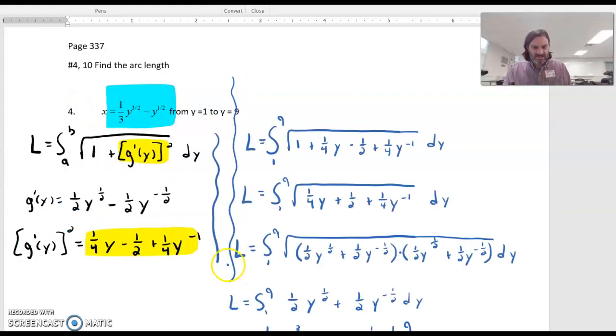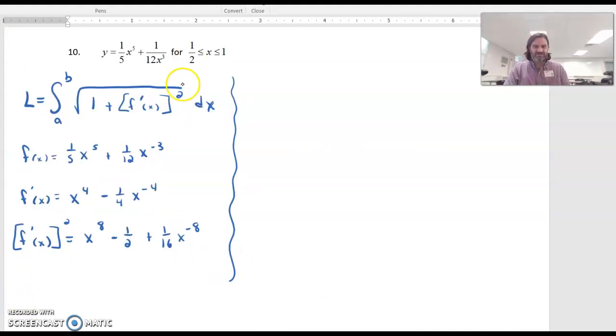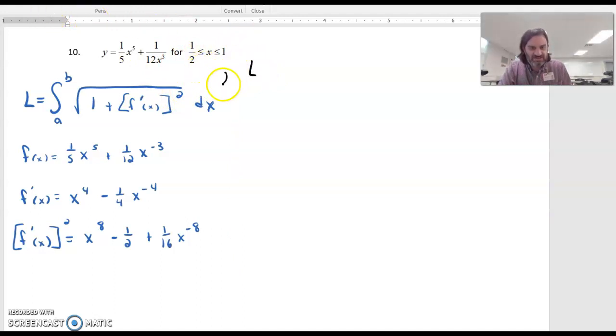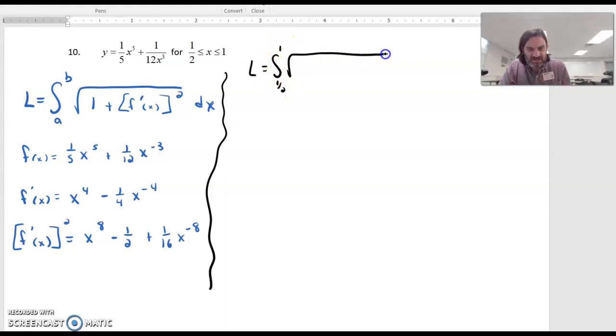Okay. Oh, not good. Hold on. Okay, we went for a small adventure there, but we're back. So let's plug that into our formula. We'll have L equals, from 1/2 to 1, the integration of the square root of 1 plus x to the 8th minus 1/2 plus 1/16 x to the negative 8, and that'll be dx.